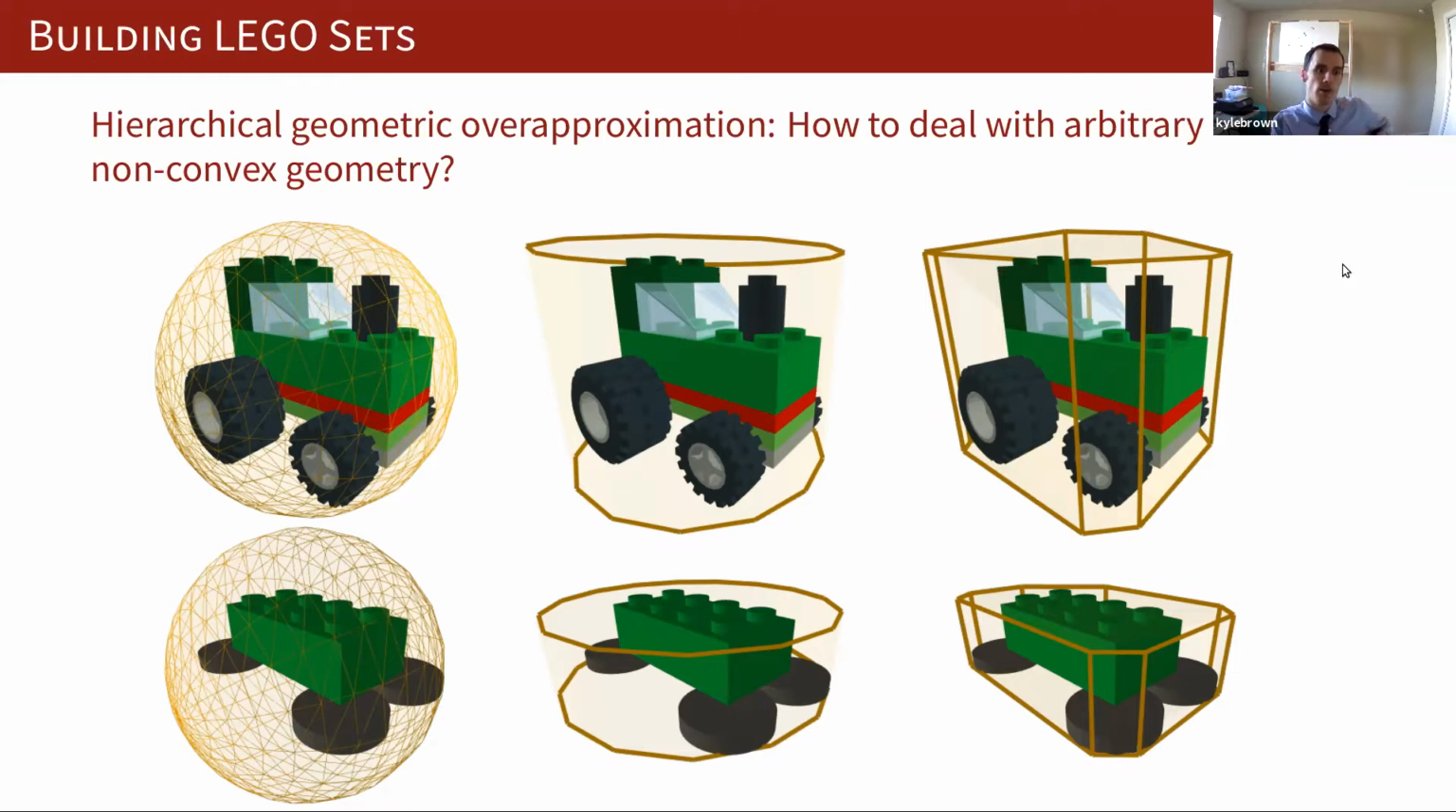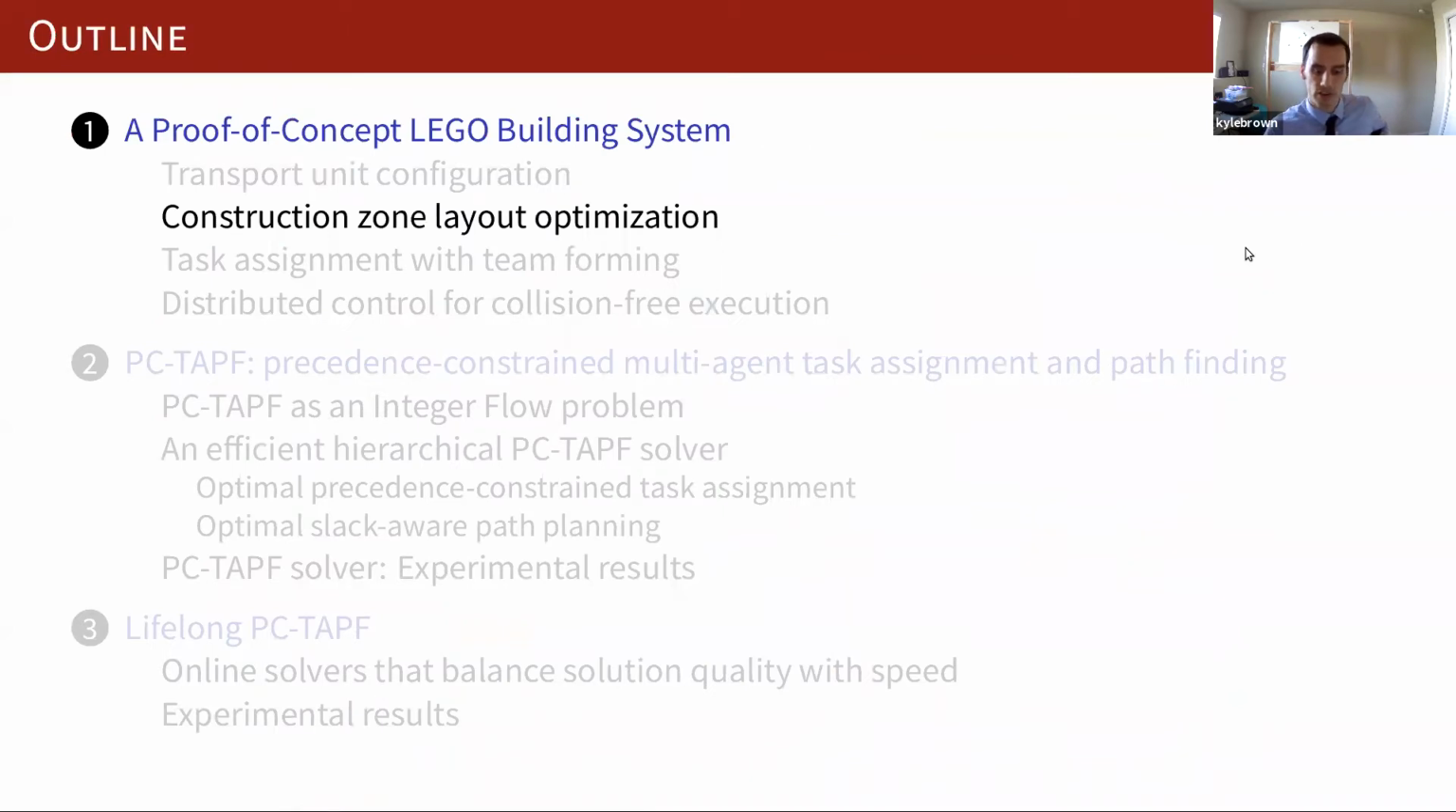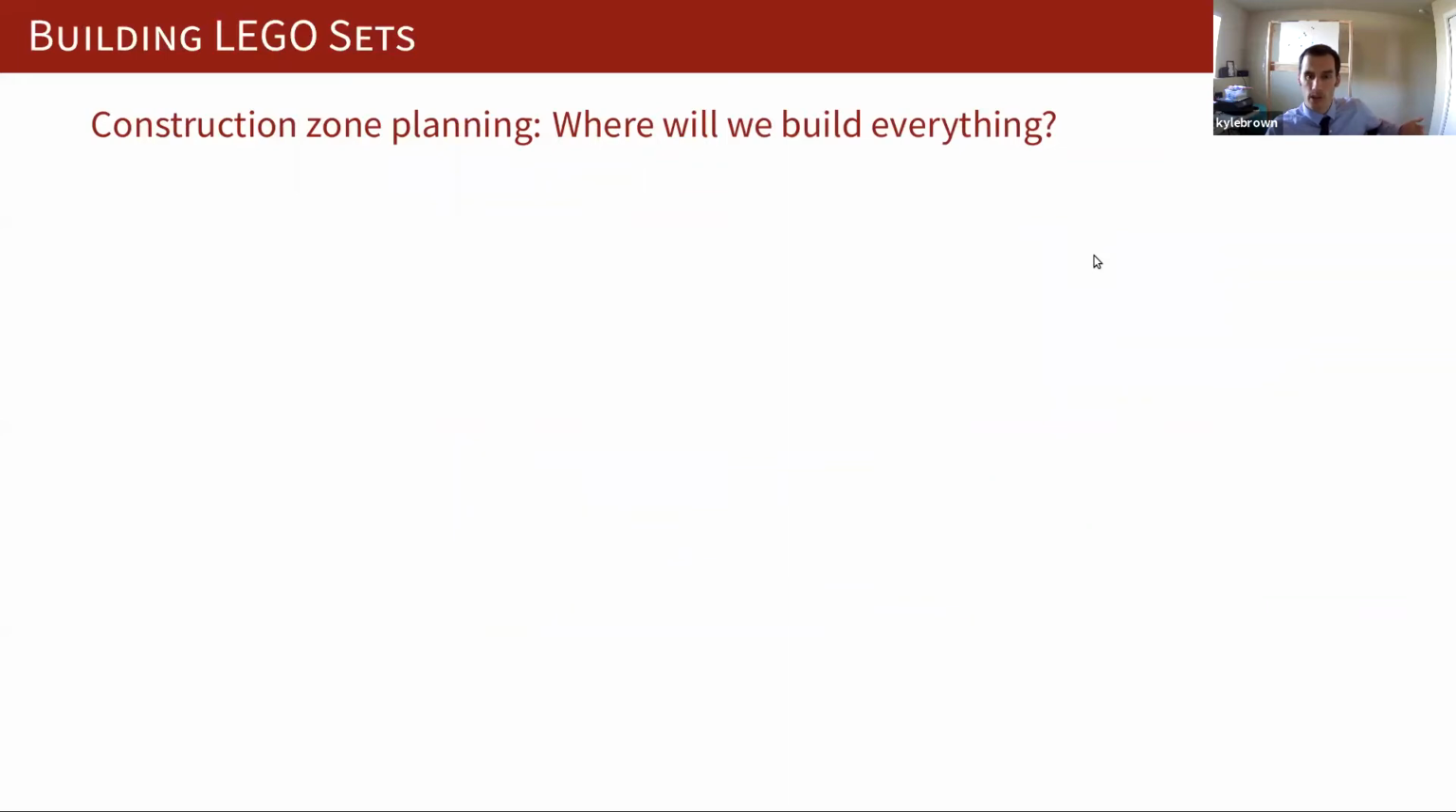So over-approximating the assembly geometry with different simple shapes like spheres, cylinders, and prisms is an important component of this overall process that I'm describing here. So now that we've figured out how the robots can carry different payloads as teams, we need to figure out where we're going to build everything.